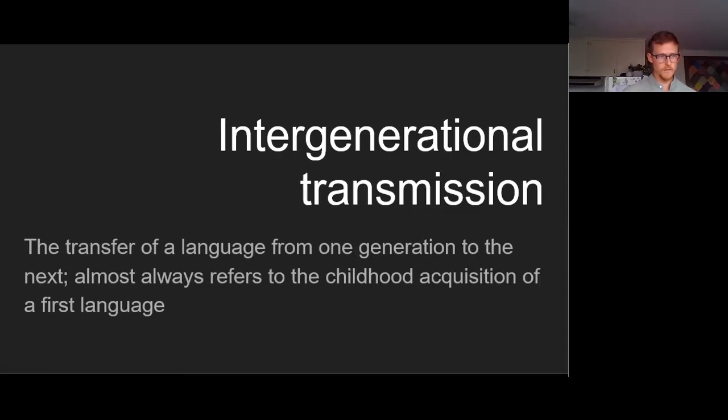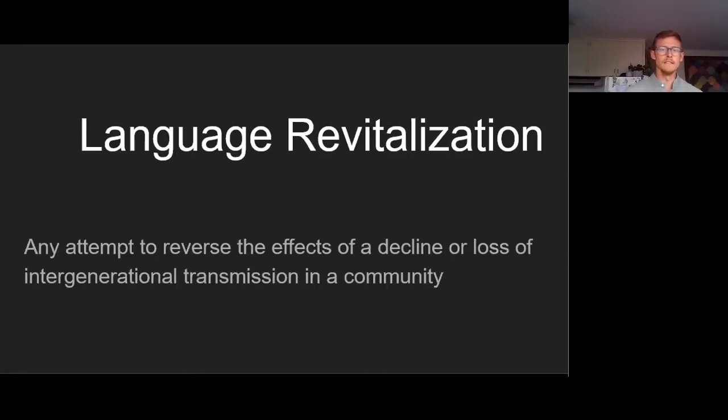And so intergenerational transmission is the way that languages continue to exist, and a break in intergenerational transmission is fundamentally the thing that leads to them becoming endangered and possibly eventually extinct. And so then language revitalization, which is a term that we throw around a lot when we talk about language endangerment, can be defined as just any attempt to reverse the effects of a community-wide decline or loss of intergenerational transmission, right?